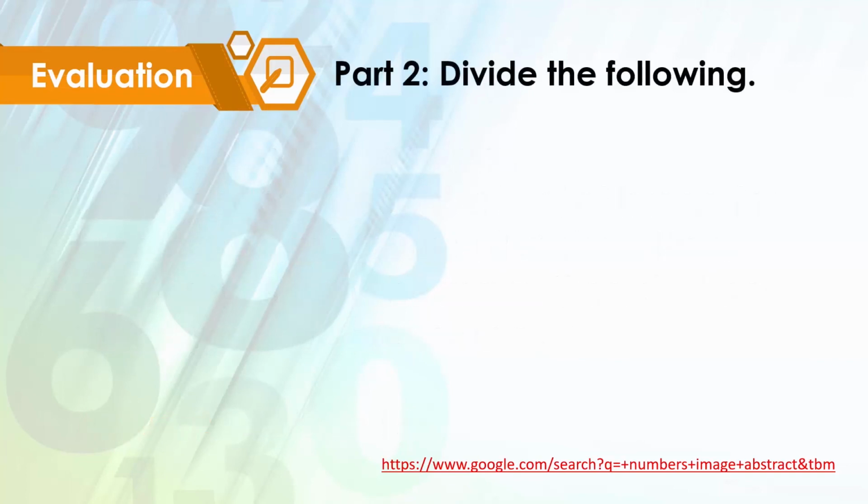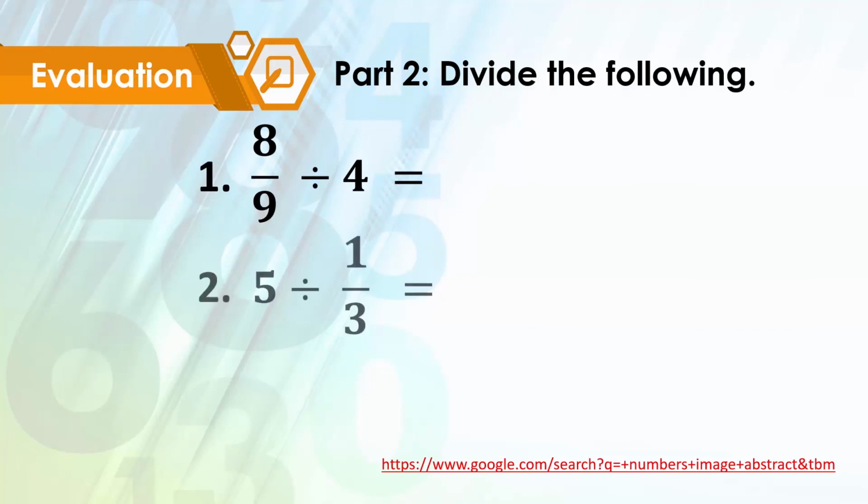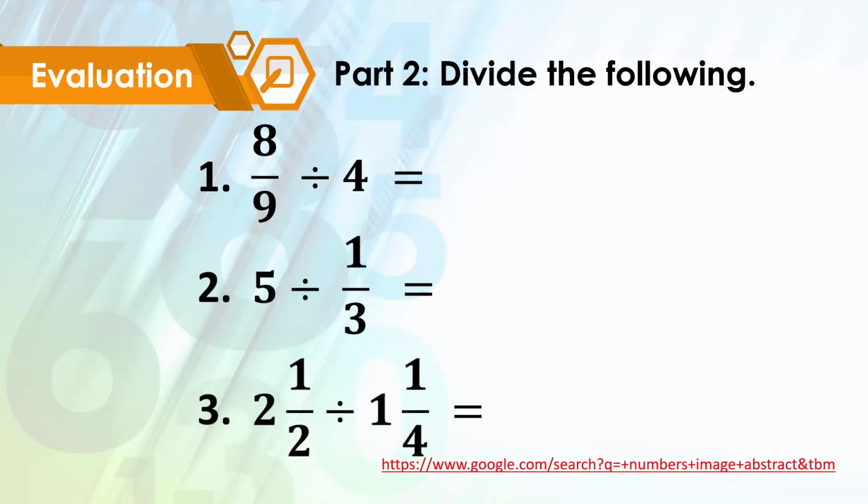For part 2, divide the following. Number 1, 8 over 9 divided by 4. Number 2, 5 divided by 1/3. And number 3, 2 and 1/2 divided by 1 and 1/4.